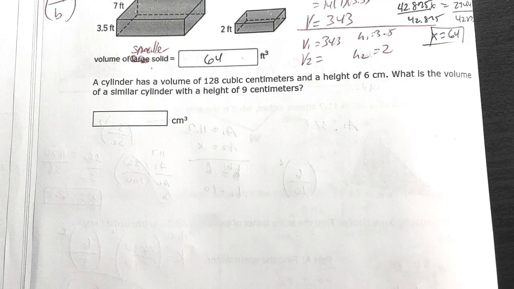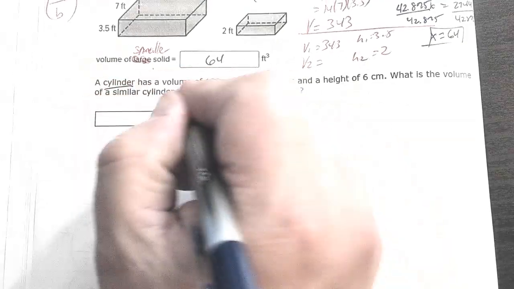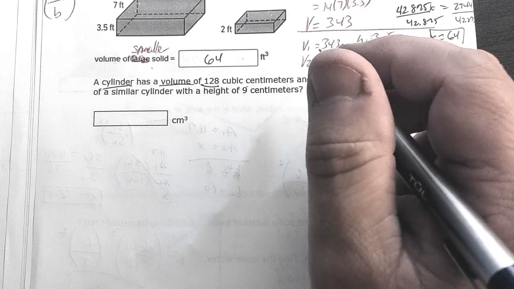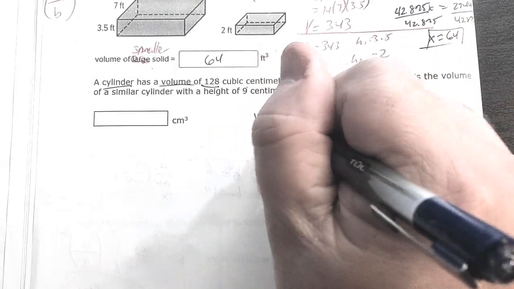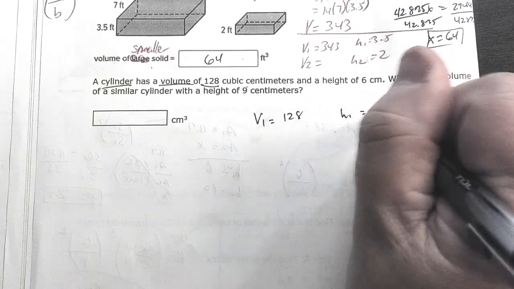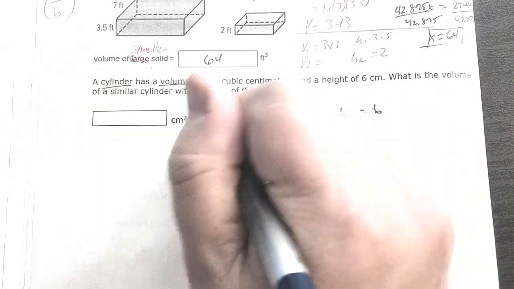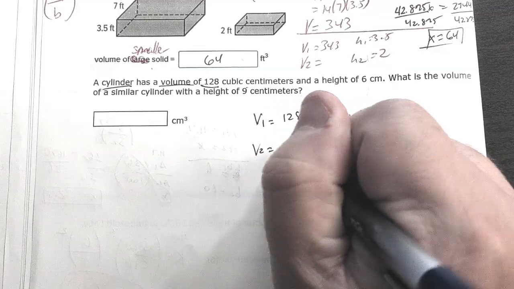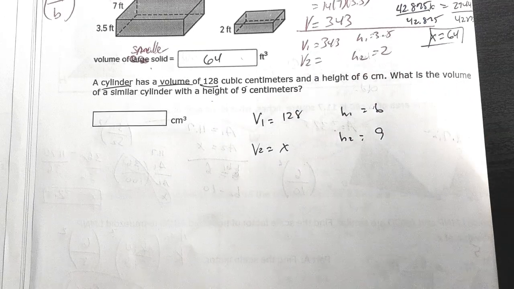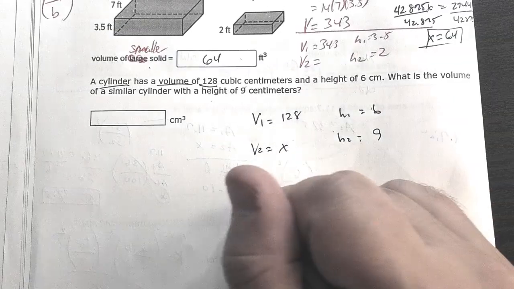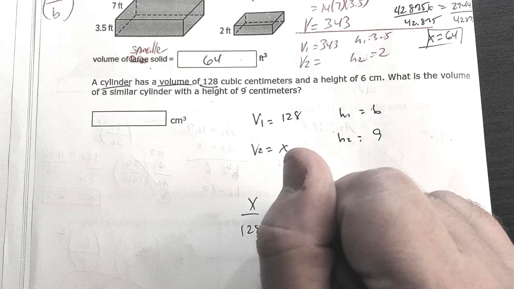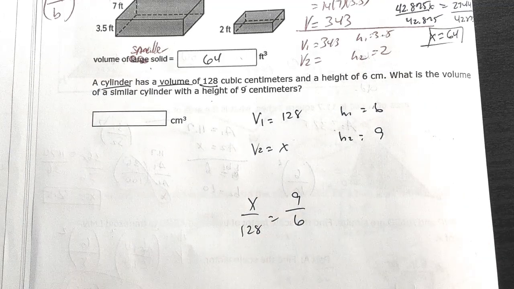No problem. So we've got a cylinder. Volume of 128 cubic centimeters. So volume 1 is 128. And height 1 has a 6. What's the volume of a similar cylinder? So what is it? It's X. And its height, so height 2 is 9. So we're just going to go new over old, X over 128. And then new over old, 9 over 6. You can line it up either way.